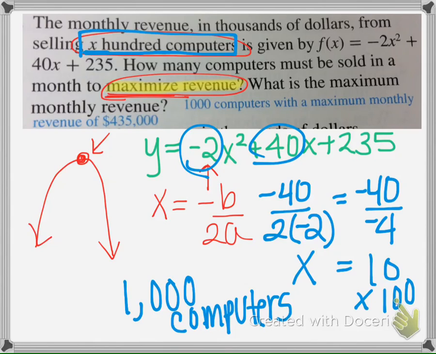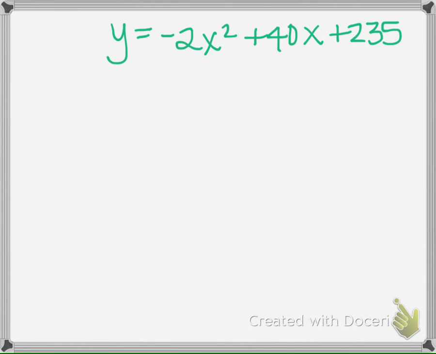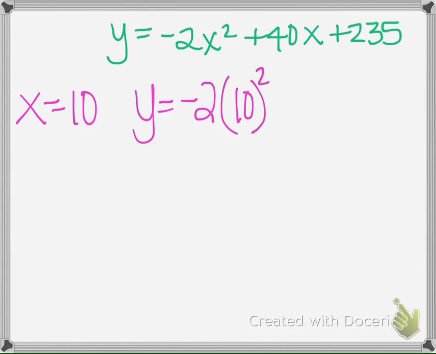Now, we're not going to plug in the 1,000 though, because if we go back and read here, it says the monthly revenue in thousands of dollars right here. So we're going to take that 10 and plug it in. So we got x equals 10. So we're going to go back to the original equation and plug in a 10. And now simplify this.